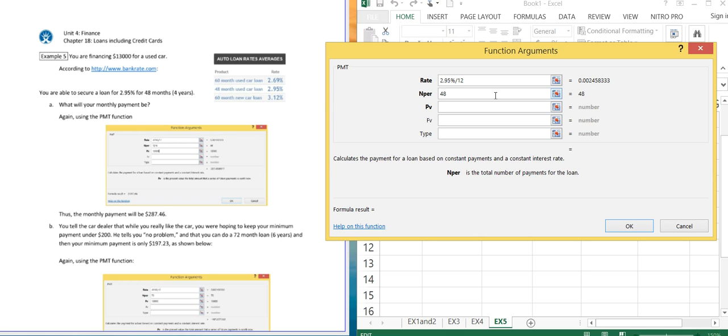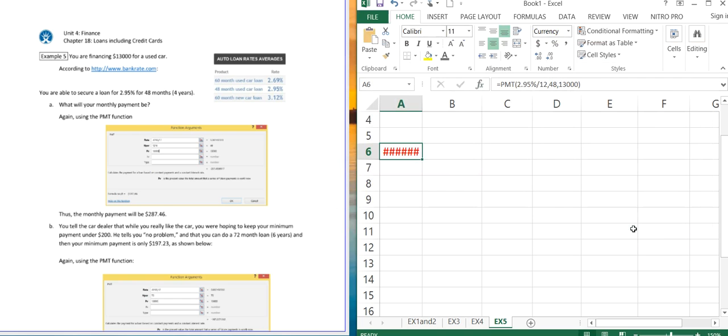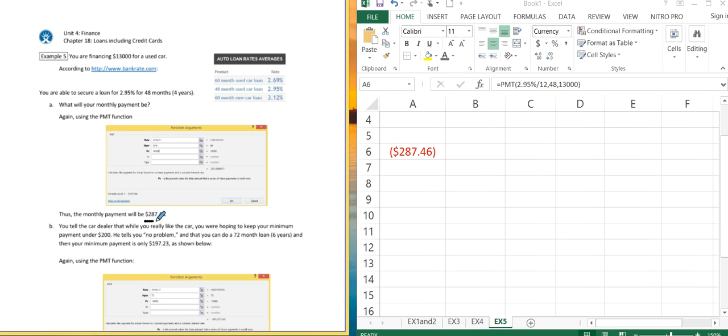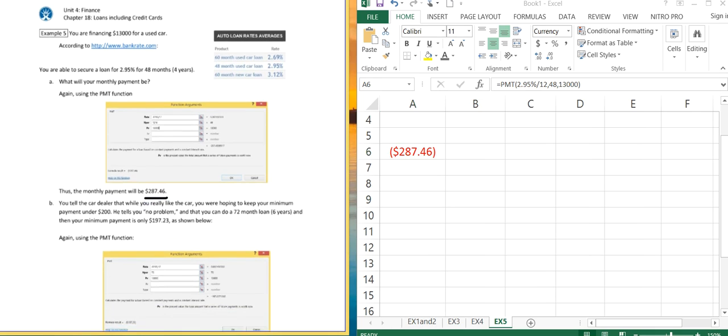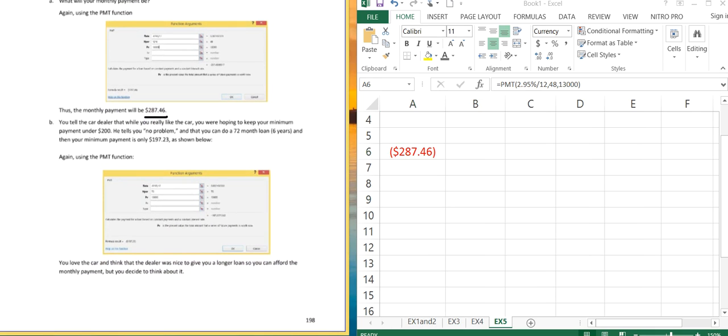Used to be car loans were typically 3 years, and then they went to 4 years, and now you even see 5-year and sometimes 6-year loans. Not a great idea, but they are out there. And I am financing, so financing means getting a loan for $13,000. Maybe I put a couple thousand down. Maybe it was a $15,000 car, but I'm getting a loan for that $13,000. So my monthly payment is going to be $287.46.